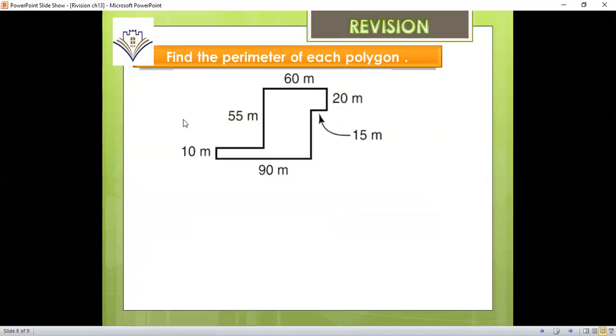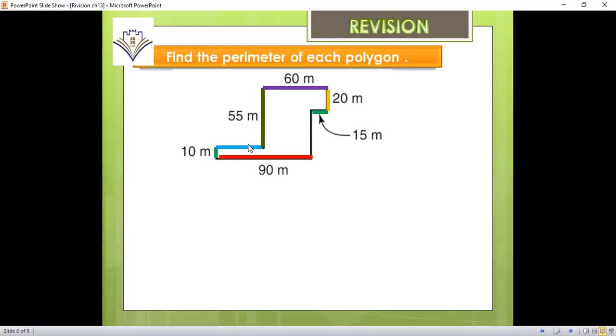Okay, the second question here. We need to calculate or find the perimeter of each of these polygons. Look, 90 plus this 90 plus 10 plus 55 plus 60 meter plus 20 plus 15. But we have two lengths unknown. Look, this line, how do we measure the length of this line? We don't know. Then pay attention with me.